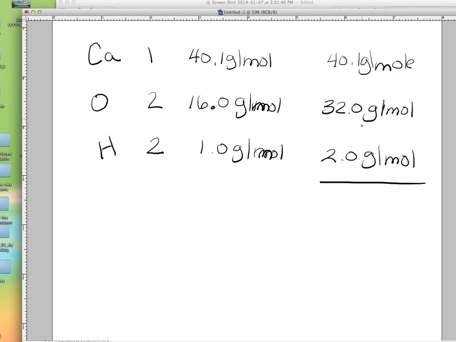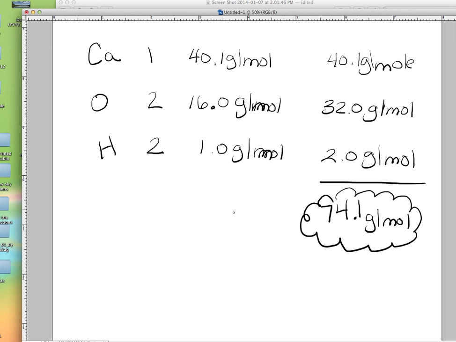So 1 plus 0 is 1. 2 plus 2 is 4. Let's put our decimal in there so we don't lose it. 4 plus 3 is 7. 74.1 grams per mole. Okay? This number now is the gram formula mass for Ca(OH)2.